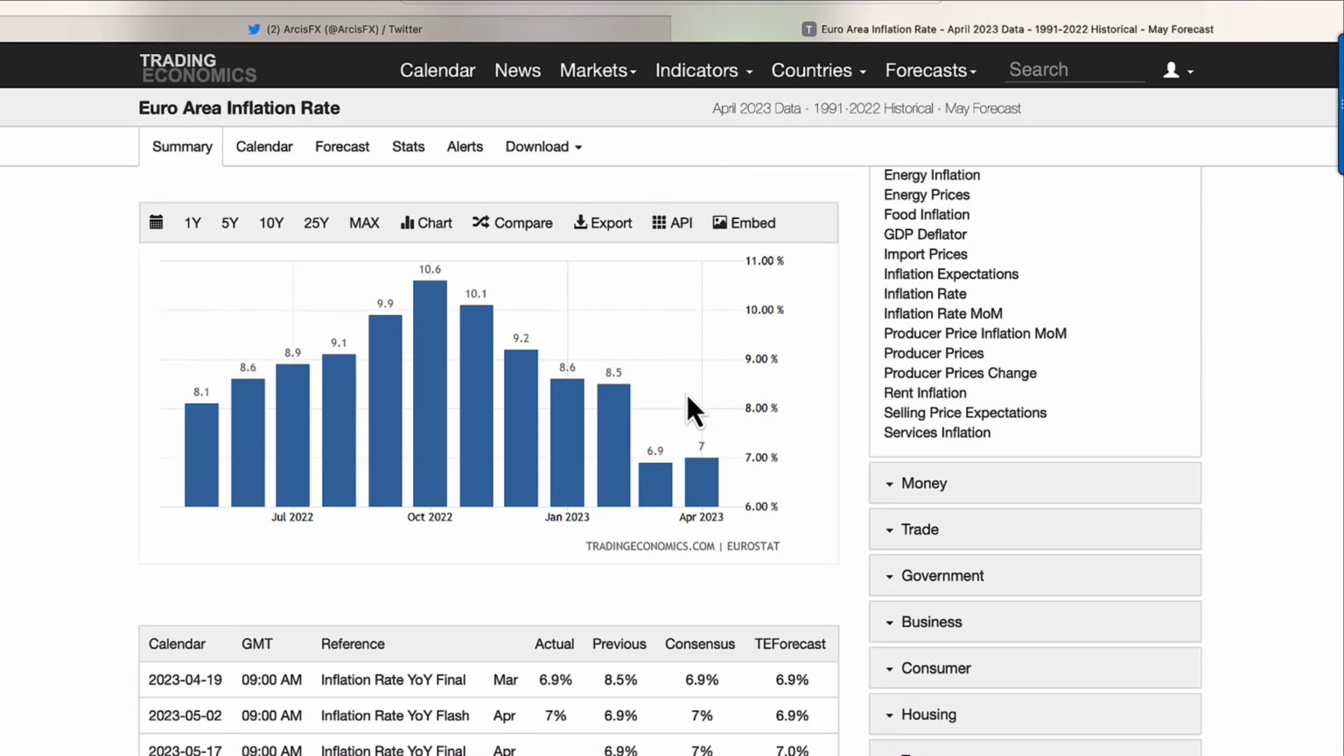The euro inflation rate came out just about an hour ago, and you can see it's just ticked up to 7% after a nice downward trend over several months since October 2022. Last month was 6.9, much lower than the previous months, but today we saw the number tick up by 0.1% to 7. That might encourage the European Central Bank to start raising rates if they see this number begin to tick upwards again, but I'm not too sure they can, considering the state of the economy in the European zone. Let's have a look at how this translates to the euro chart.